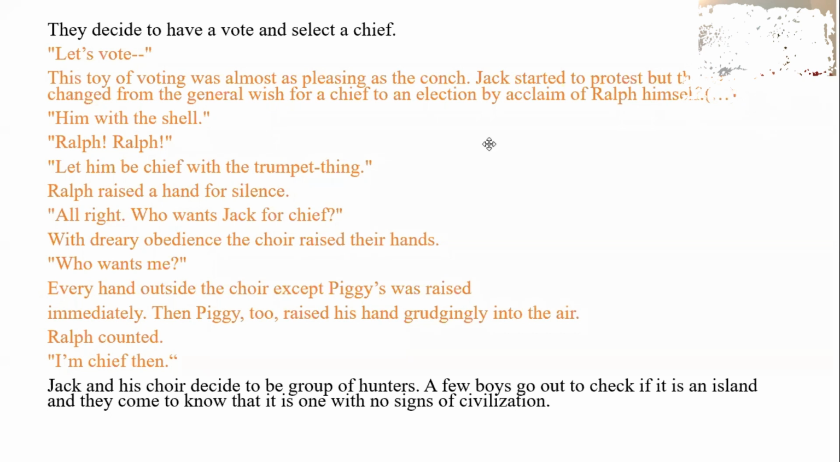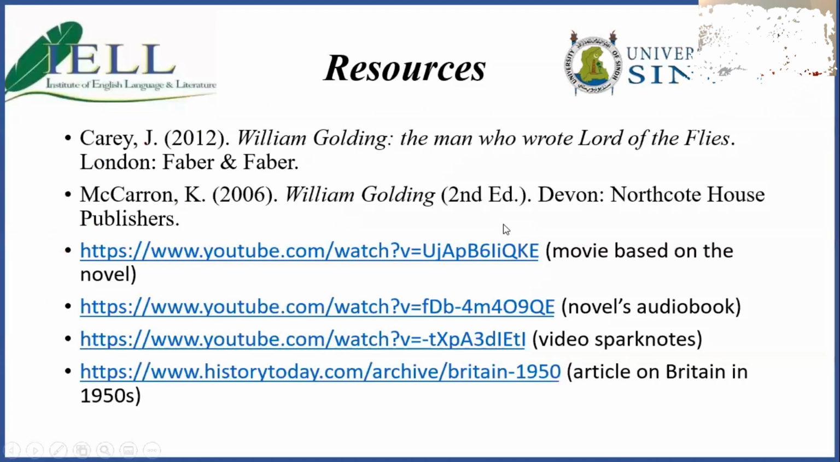So Jack and his choir boys decide to be a group of hunters. They say that they are going to hunt for food, and a few boys go out to check if it is an island, and they come to know that it is one with no signs of civilization. Okay. So that's all about chapter 1.